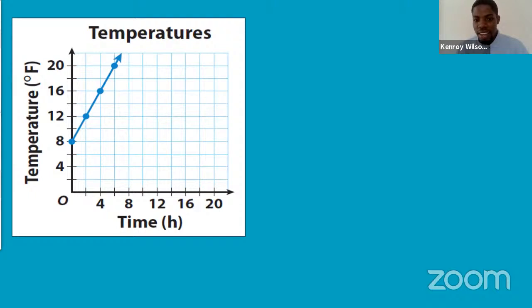Why is it that time is on the x-axis? Why not put it on the y-axis? You can think about that as we go through. So let us look at the calculations here.